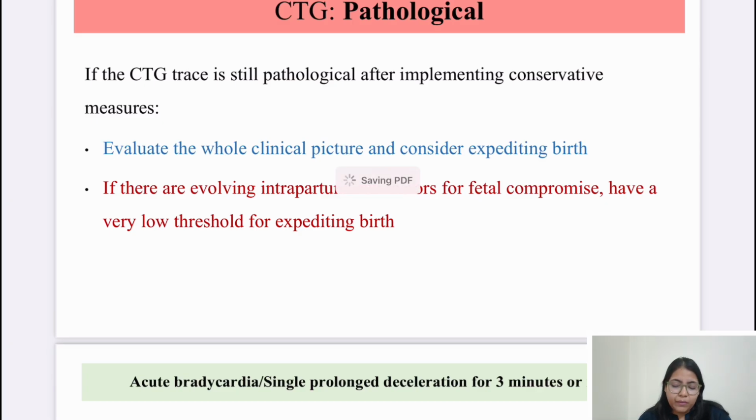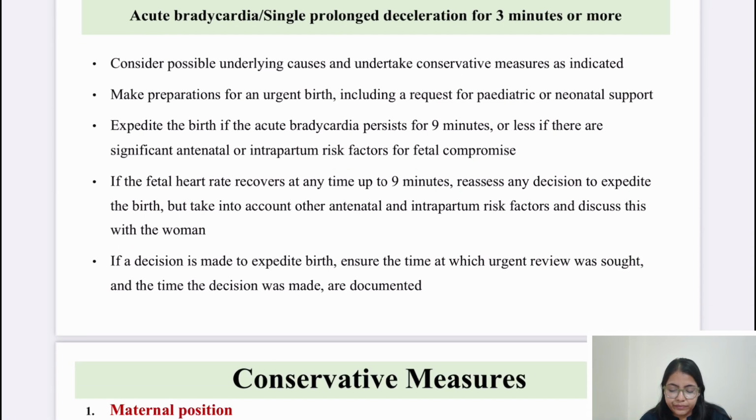Okay, but even after applying those conservative measures, there is no change in the CTG. It is still pathological. Then what will you do? You have to expedite the birth, and you have to have a very low threshold. You cannot wait for long if the fetus is in distress, if the CTG is pathological, because most likely there is some acidosis or hypoxia developing. That is why the CTG is coming out to be pathological.